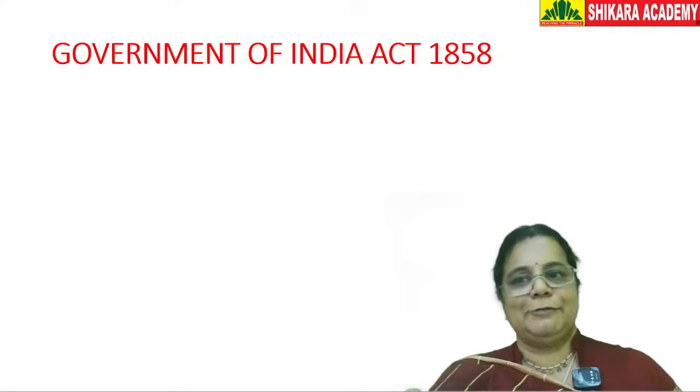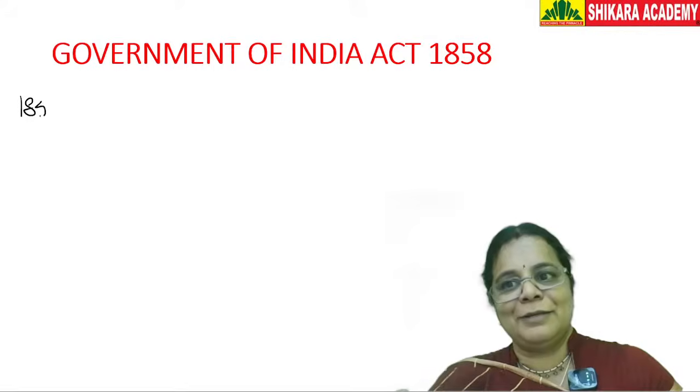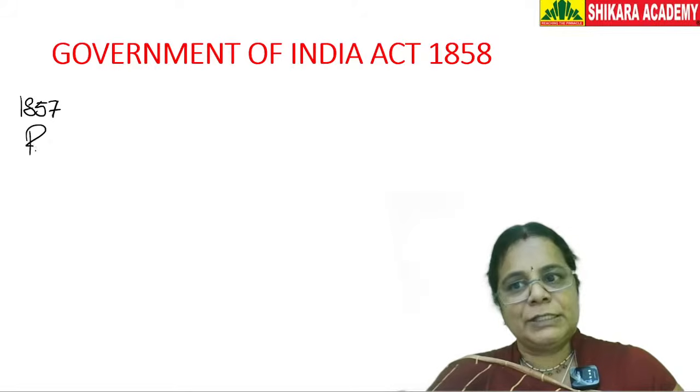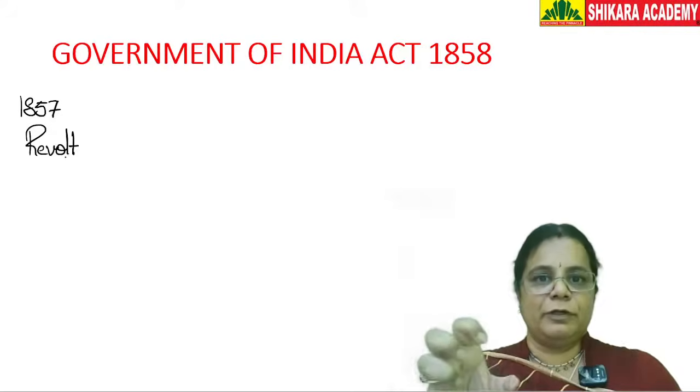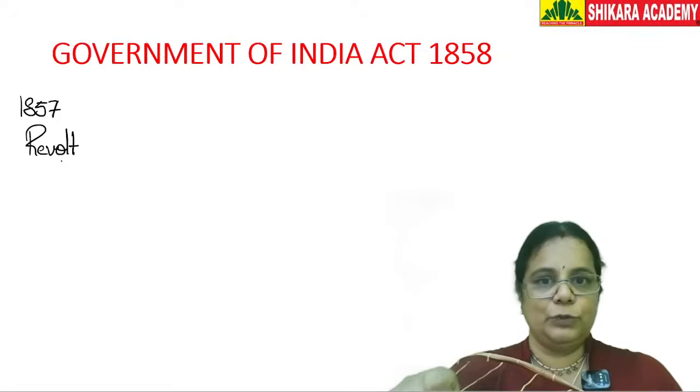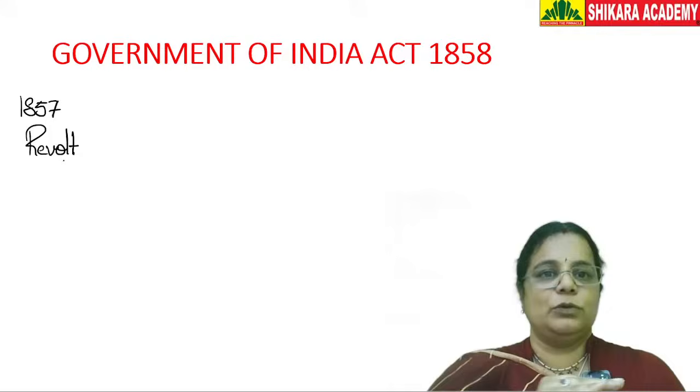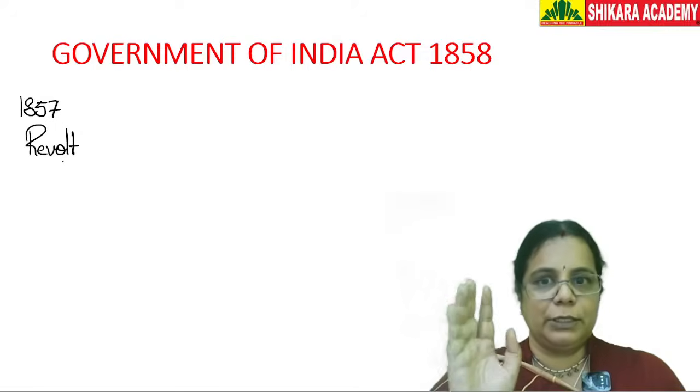Now, what happened is we had the 1857 revolt. The British Parliament was looking for a chance to take over the power from the East India Company and directly rule India. And the 1857 revolt gave them a golden opportunity to do this.